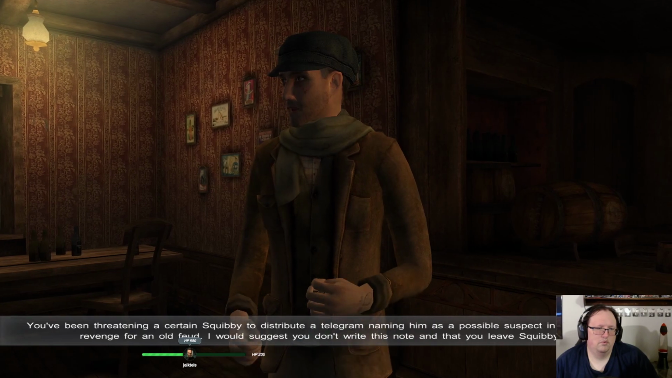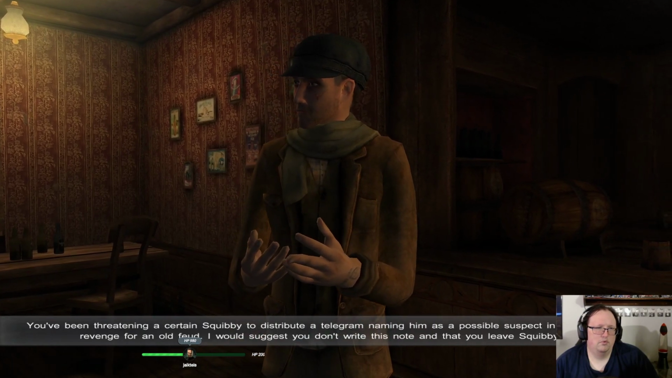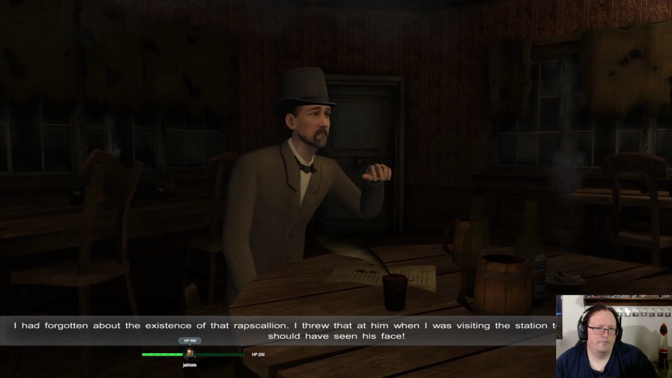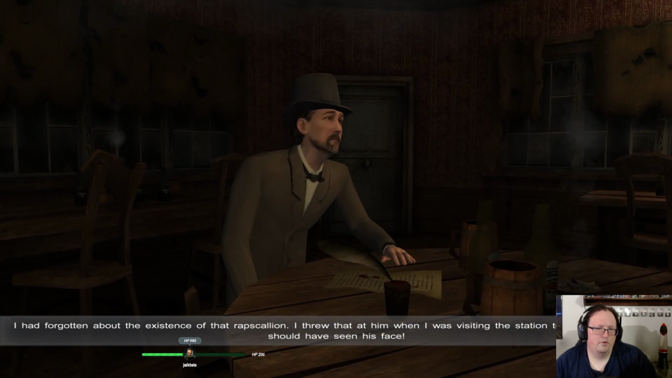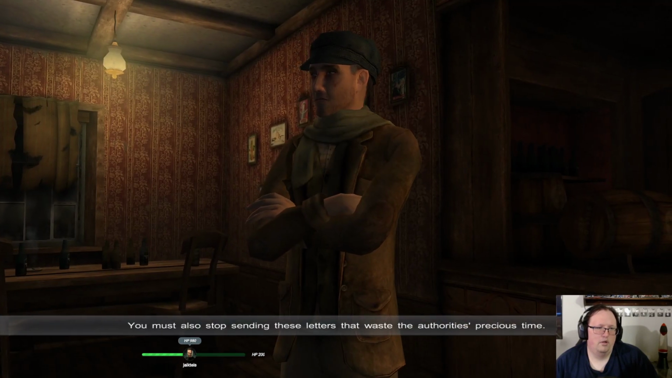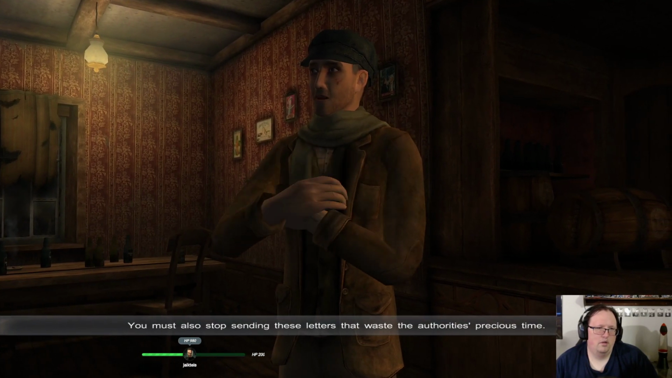I would suggest you don't write this note and that you leave Squibby alone. I'd forgotten about the existence of that rapscallion. I threw that at him when I was visiting the station to get the dope. You should have seen his face. You must also stop sending these letters that waste the authorities' precious time.